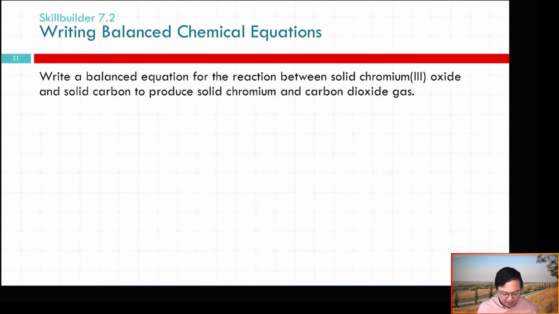All right, now we'll do some examples here. So we have solid chromium oxide and solid carbon to produce solid chromium and carbon dioxide gas.